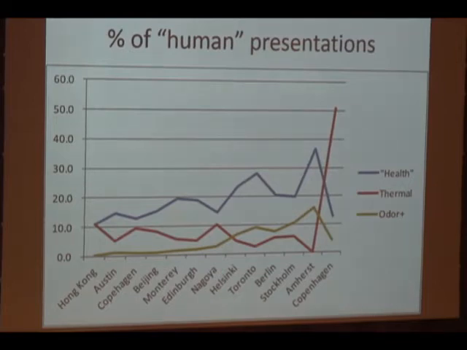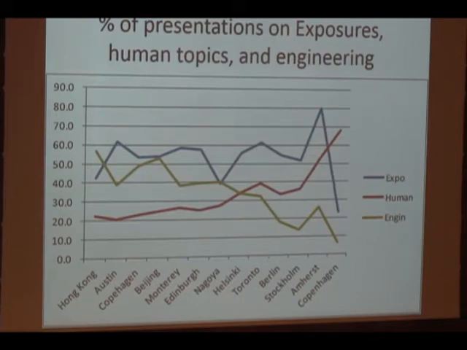Health, the blue line, again, Copenhagen, the start, is to the right. You see there is a downward trend. Thermal climate is partly increasing, and odor performance is almost dead. If you look at topics divided into engineering, green, exposure, blue, and human topics, red, we see that there is a pattern, meaning that human topics are decreasing at our conferences, and engineering topics are increasing.